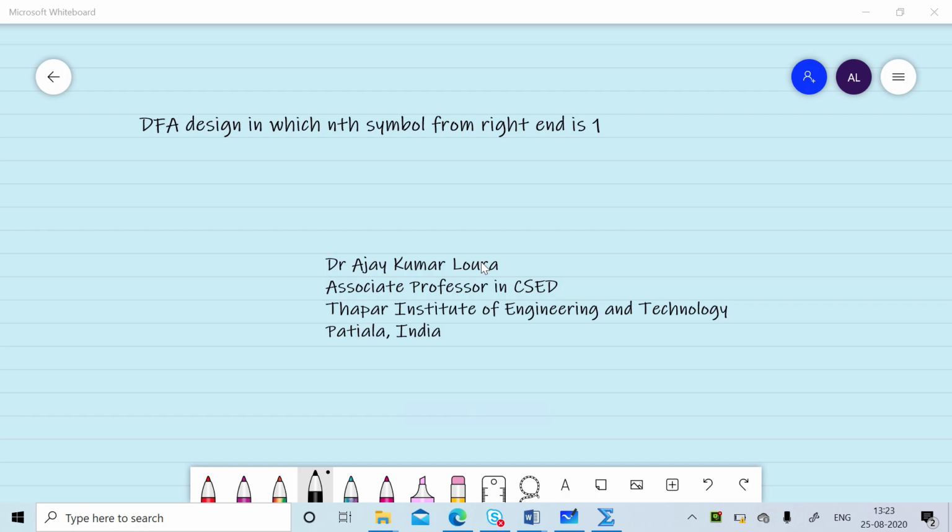Welcome to the session. In this session, we will discuss the design of DFA where the nth symbol from the right side is 1 over 0 and 1.